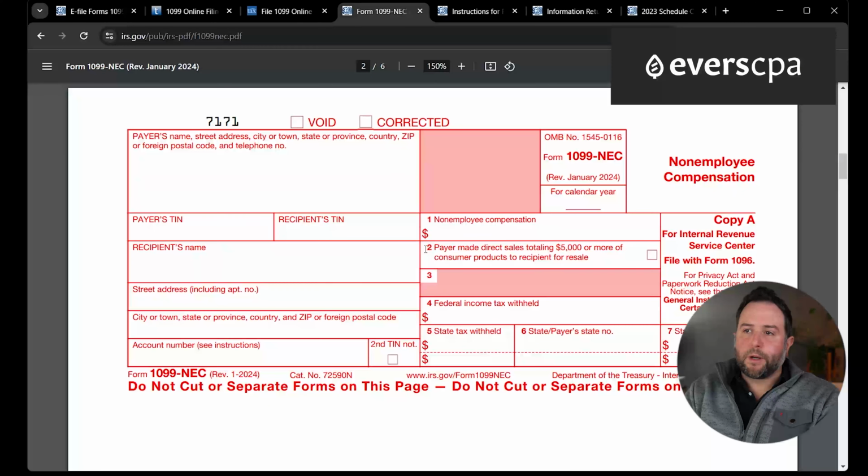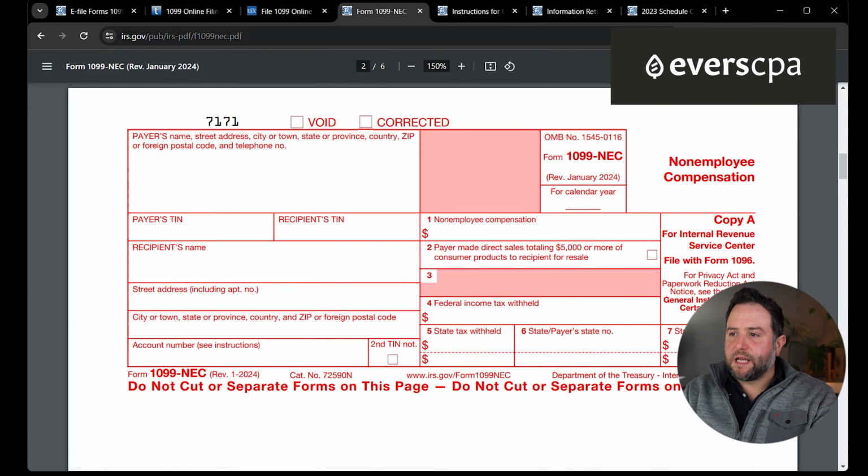Box 2, for the purposes of this video, since we work with general contractors, we're not concerned with this because that's not a matter specifically related to your businesses. 3 is reserved for later. Okay, box 4, this relates to matters in which you are required to withhold income tax from your subcontractors before paying them. And again, similar to second TIN not, if you have something like this, I strongly encourage you to work with a professional on this matter.